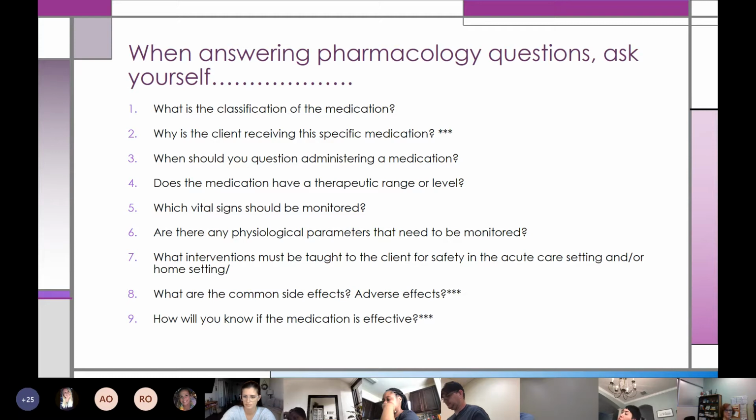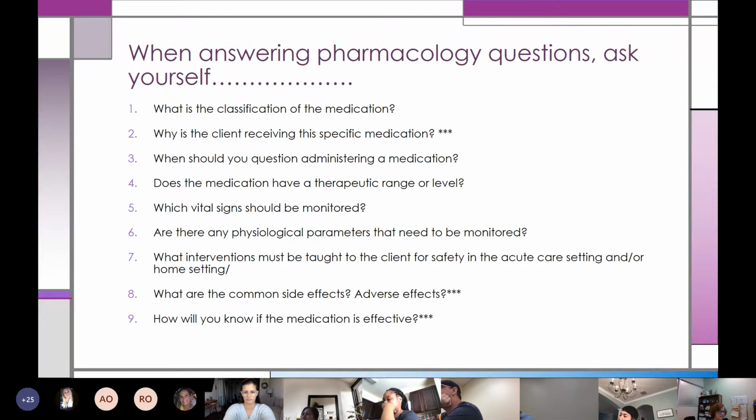So when you are answering pharm questions, you're going to ask yourself a few things. First of all, what is the classification of the med? Why is my client getting this med? Remember, if that client is getting a particular med, it may not be the main use of the med, as we talked about earlier. So you've got to know, why is the client getting it? Then you have to think about, when should you question administering a medication? Because those are the types of questions that you can see on NCLEX and ATI. They could ask you about administering a medication, but maybe you shouldn't be giving that particular medication. All right. When should you question it?